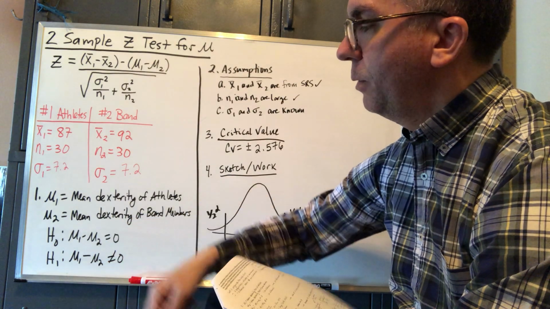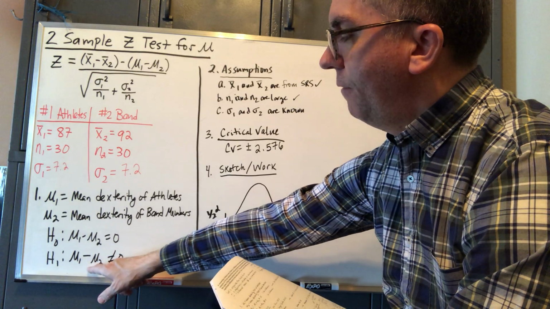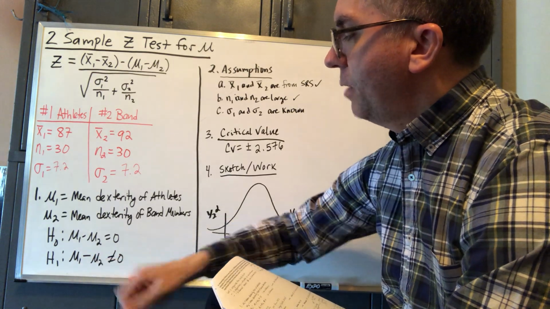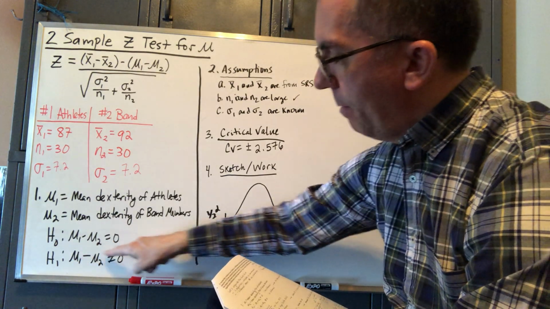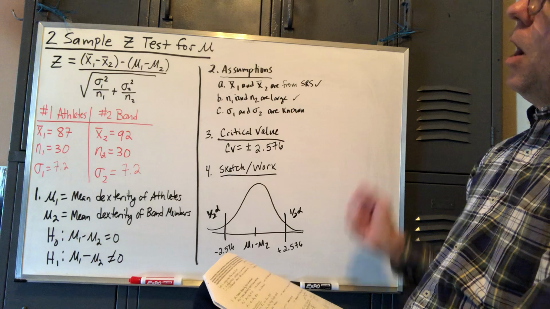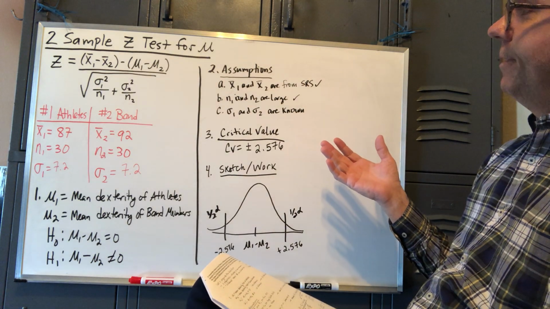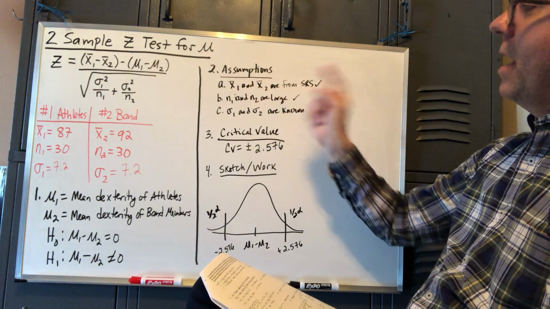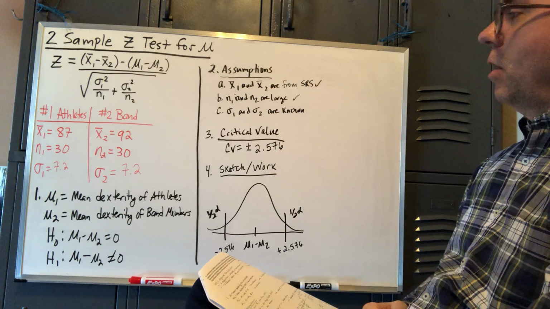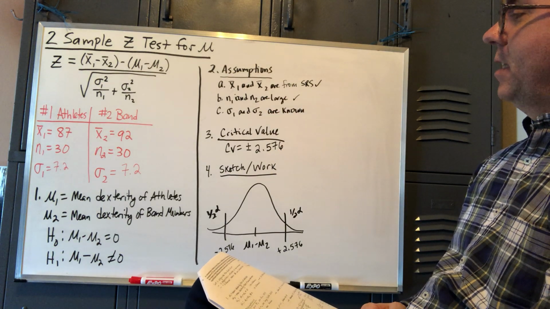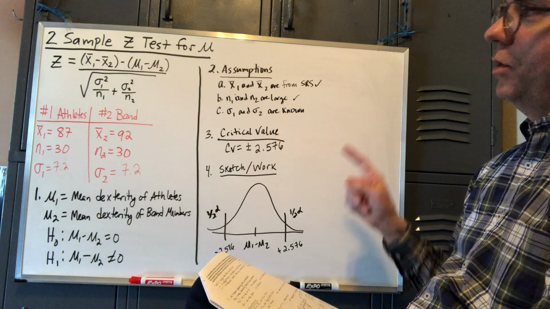Okay? That means there's no difference between the two numbers. My alternate hypothesis, this is what we're trying to see if it's true or not, is mu1 minus mu2 is not equal to 0. That means there's a difference. All right? Keep that in mind. Our assumptions are the same as before. The only difference is we're going to double it up. All right? So X bar 1 and X bar 2 are from a simple random sample. N1 and N2 are large. And sigma 1 and sigma 2 are known. Remember, that's the reason why you do a z-test when you know sigma.